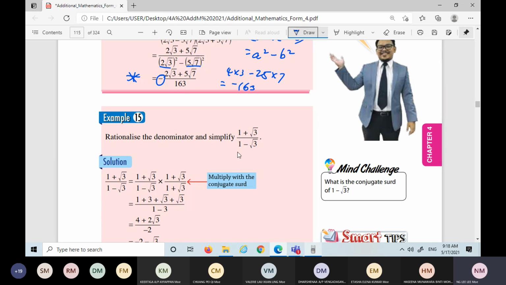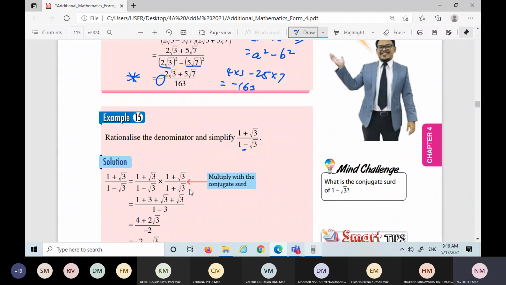What is the conjugate surd for 1 minus square root 3? Same thing, because we have two terms. We don't care whether the two terms are both surds or what. Once there are two terms, the conjugate surd will also have two terms, and if here is minus, the conjugate surd will be plus. So the conjugate surd is 1 plus square root 3.